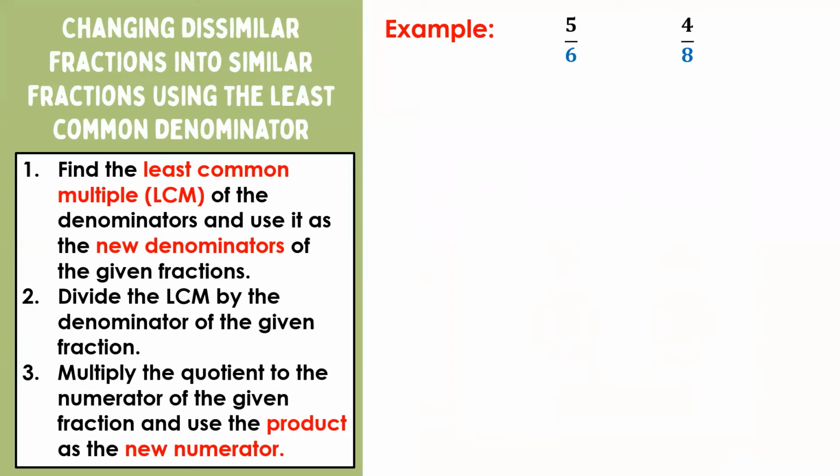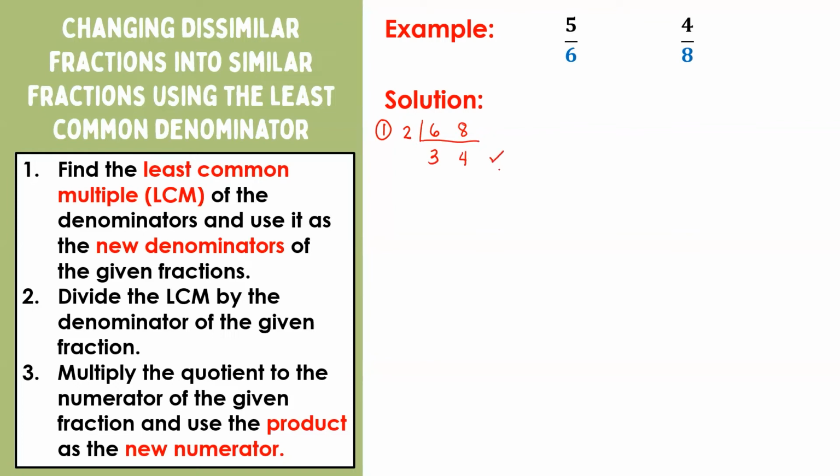To change these two fractions into similar fractions, we must find their least common denominator. So, using continuous division, let us find the least common multiple of 6 and 8. 6 and 8 are both divisible by 2, so let's start dividing by 2. 6 divided by 2 is 3, and 8 divided by 2 is 4. This time, 3 and 4 have no common factor other than 1, so we stop dividing here.